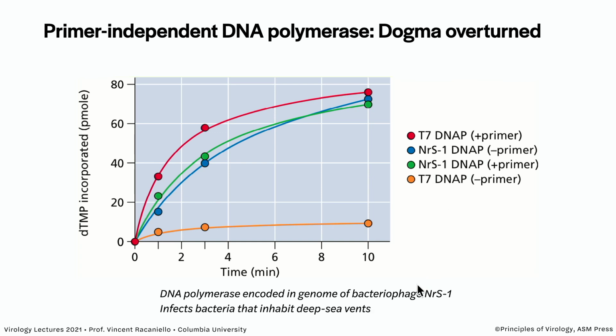For reasons I don't remember, they decided to purify the polymerase from this phage, and they found it was primer independent. So here's NRS1 without a primer in blue, plenty of incorporation, and with a primer it doesn't matter. Don't need a primer. Dogma overturned. So maybe this is an ancient polymerase, and it evolved to utilize primers.